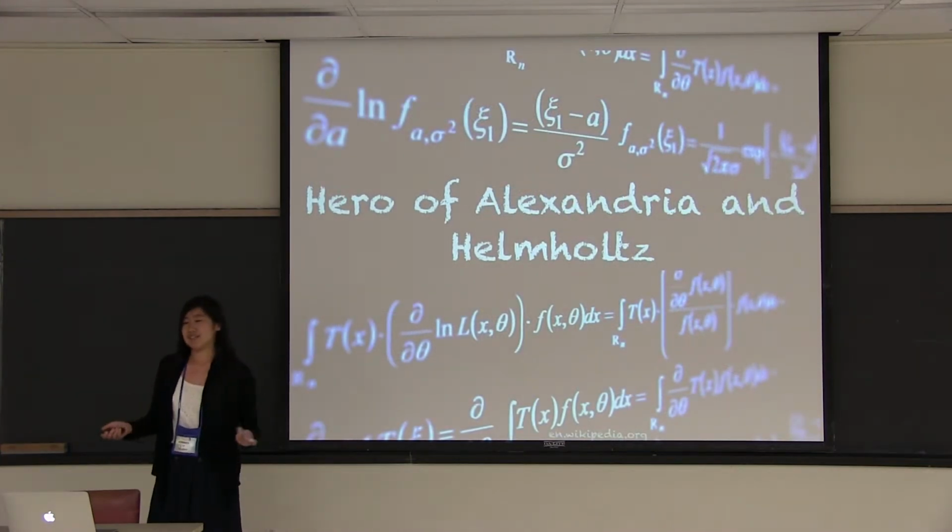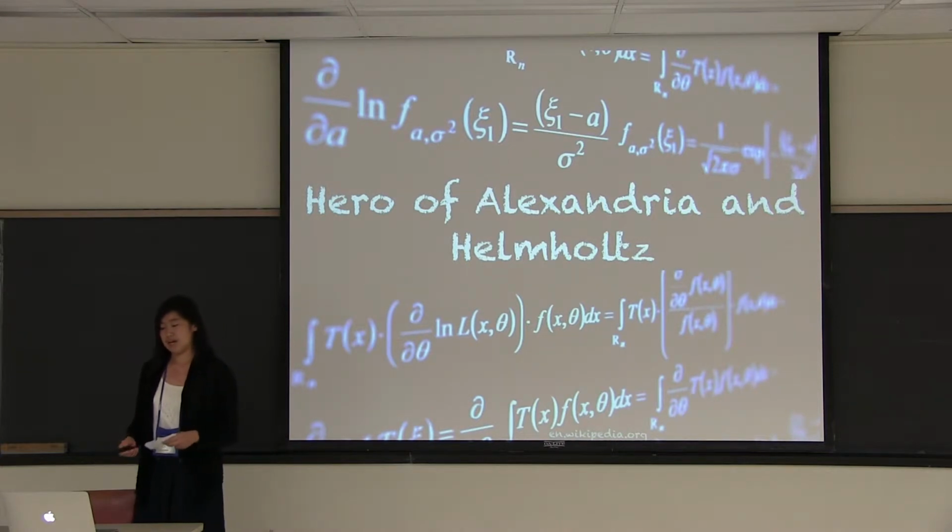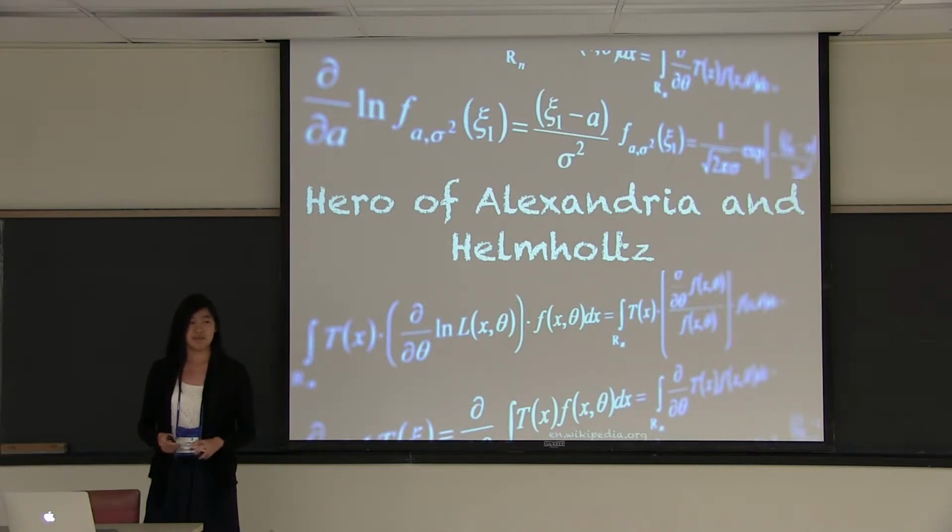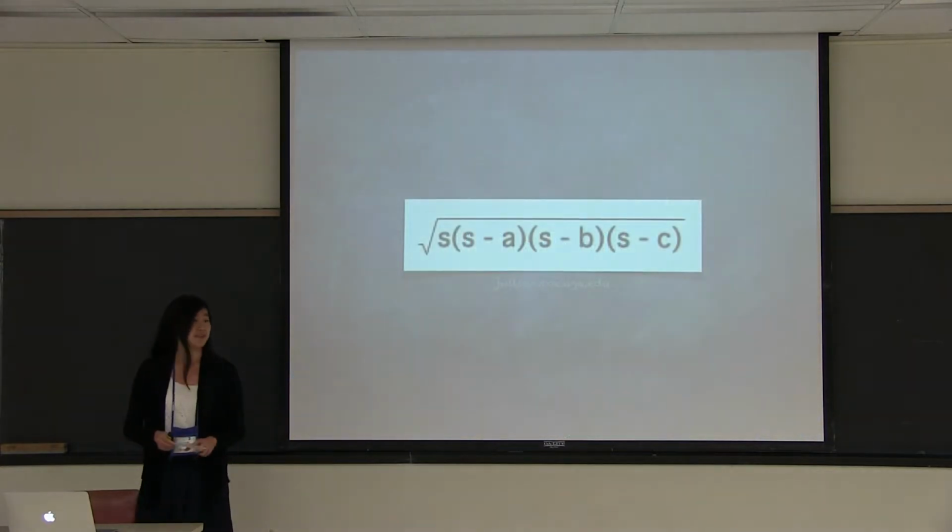So in order to have sensors, there has to be a lot of math and science behind it. So I decided to choose one mathematician, Hero of Alexandria, and one scientist, Helmholtz, to talk about today. Both of them have made significant contributions to society and have been able to affect it.